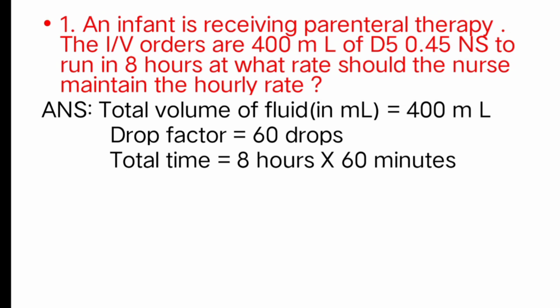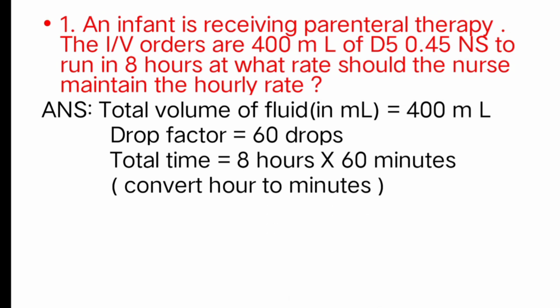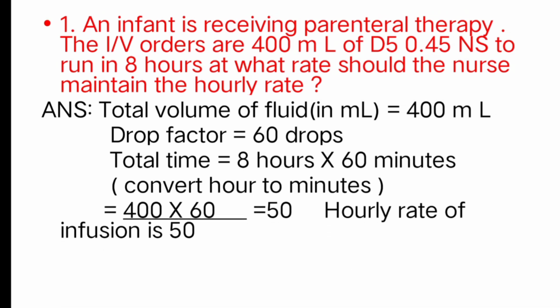Then we apply all of these, as this is a direct question. We apply all these values in the formula after converting the hours into minutes. So 400 into 60 drop factor divided by the minutes we have to administer, that is 8 hours into 60. When we do the division and the proper multiplication, we get the answer 50 ml per hour. This is the answer for this question.